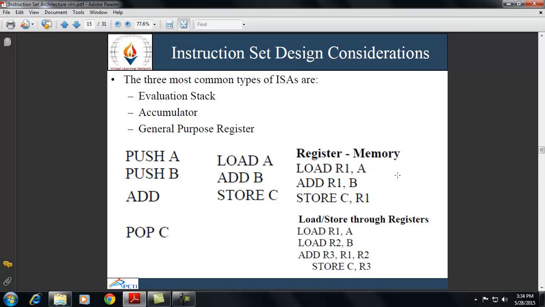On an accumulator machine, we can execute it by load A, that is, load memory location A into the accumulator, then add B to the accumulator and store the value into the memory location C.